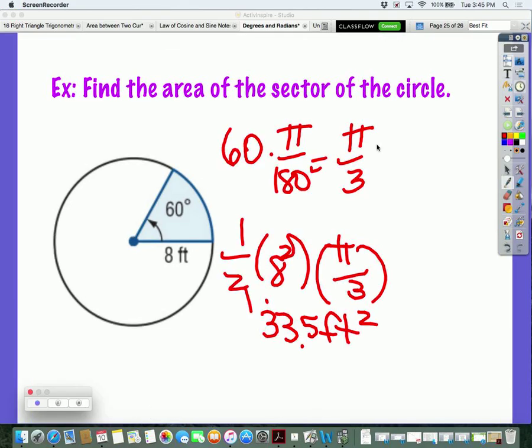Alright, so hopefully you remember that you had to convert the degrees to radians. So you should have gotten pi over 3 radians for the angle measure. You do 1/2 times 8 squared, the radius squared, times the angle measure, which is pi over 3, rounding to 3 significant figures to get 33.5 feet squared.